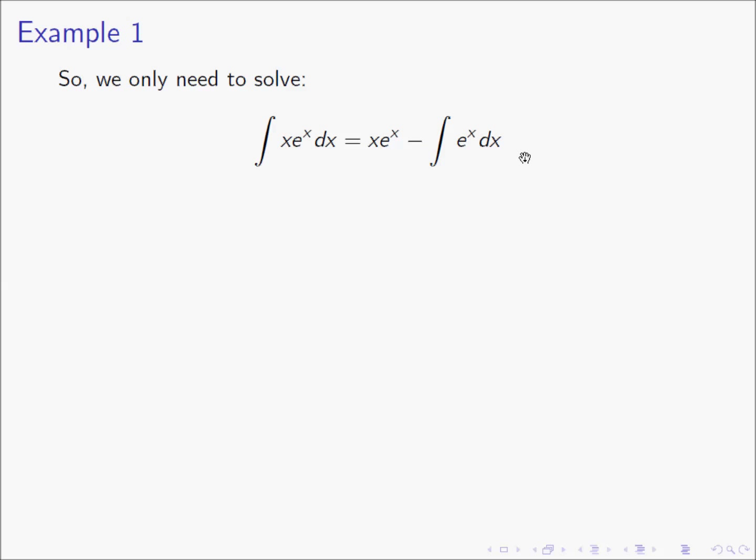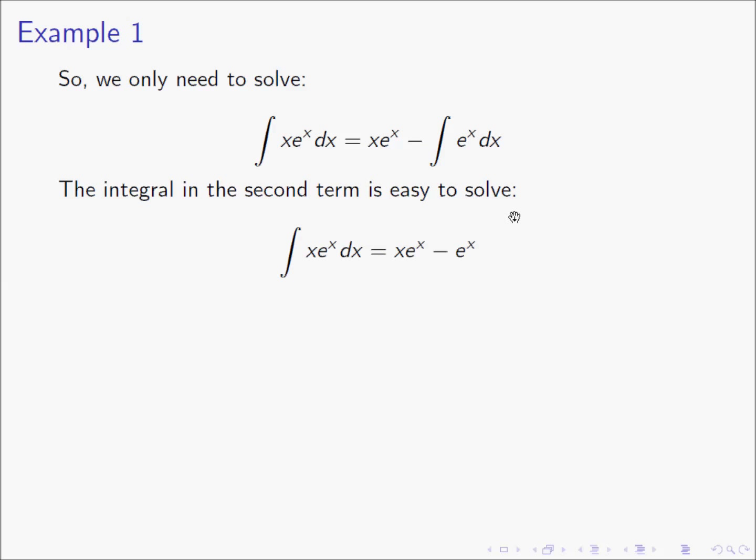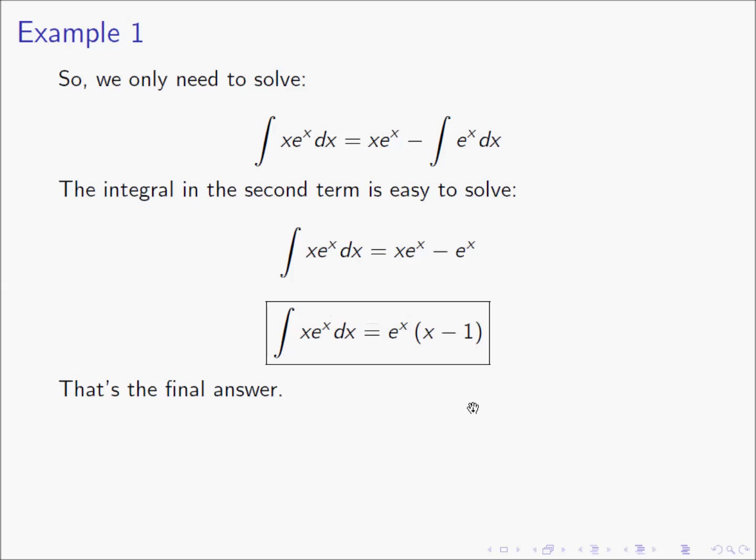In this case, it's much easier to solve this other integral, because the integral of e to the x is e to the x. So we can factor the e to the x and we get this answer. That's the final answer. In the following videos we're going to solve more examples using integration by parts.